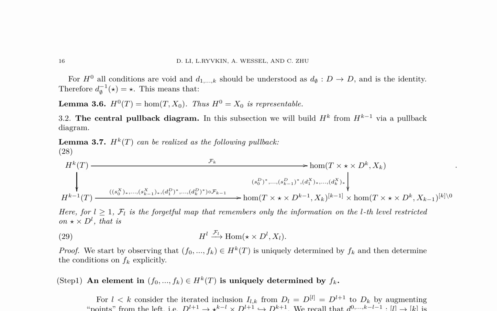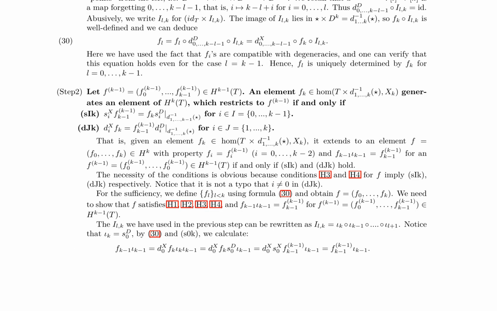The horizontal maps are induced by the inclusion maps SIC and djk, defined using the degeneracy maps sd0, sk and face maps dd1, ddk. The authors prove that an element, f0, fk, in hk, t, is uniquely determined by fk, and that an element fk in hom, tk, xk, generates an element of hk, t, restricting to a given element F k1 0, f k1 k1 in hk1 t if and only if certain conditions, denoted as SIC and djk, are satisfied.